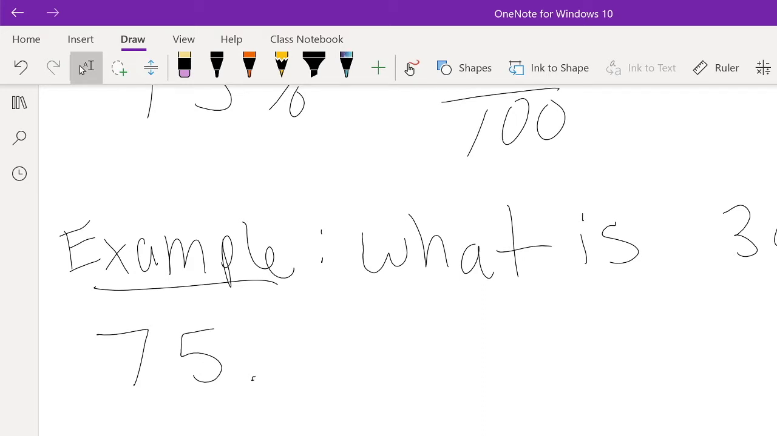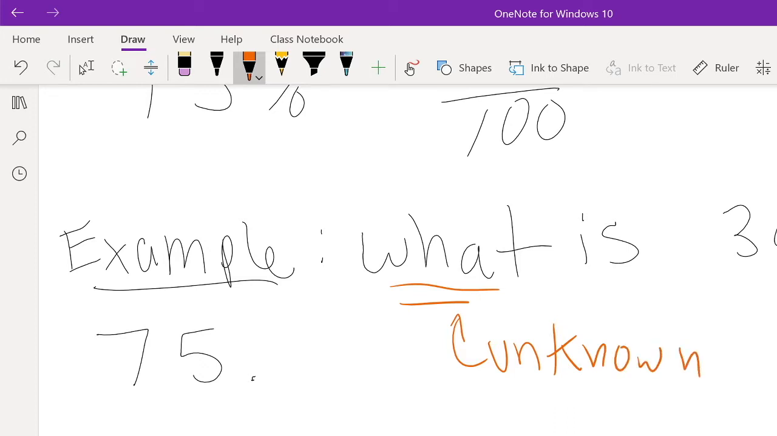So they give us a percent, always easily identifiable by the percent symbol. Okay, so when we read this, we say what. So that's what we're looking for. I don't know what it is. So this is my unknown.